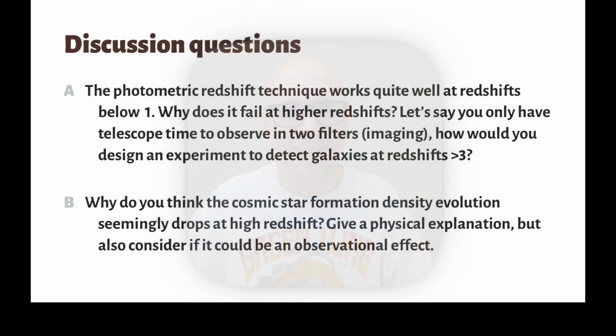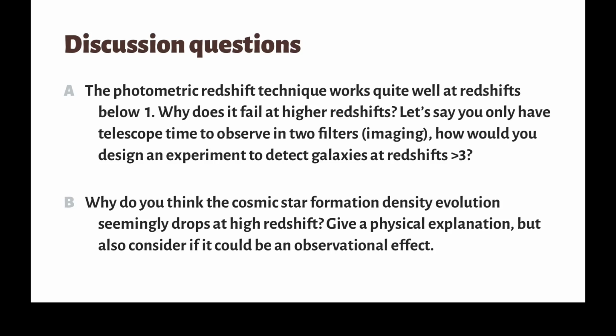Okay? Great. First discussion question is, the photometric redshift technique works quite well at redshifts below 1. Why do you think it might fail at higher redshift? I didn't actually say that, but yes, photometric redshifts are very good at low redshifts, but they become more and more unreliable at higher redshifts. Why is this, do you think? And let's say you only have telescope time to observe in, say, 2 filters in imaging. How would you design an experiment to detect galaxies at redshift 3 or higher?